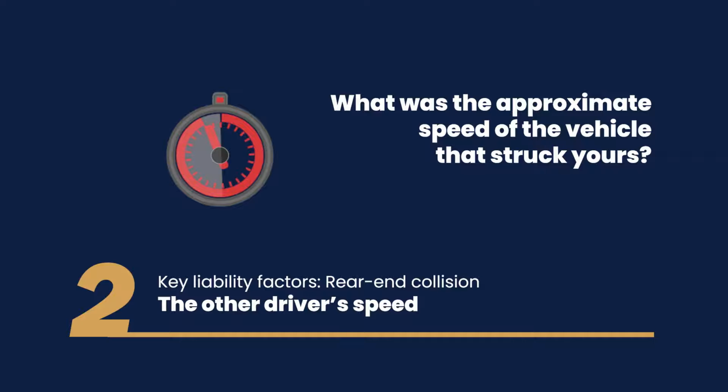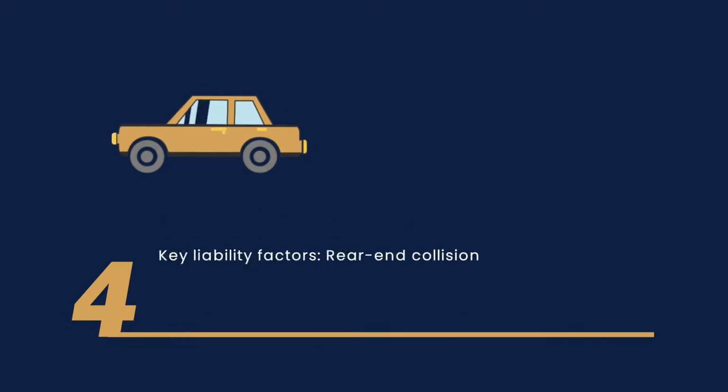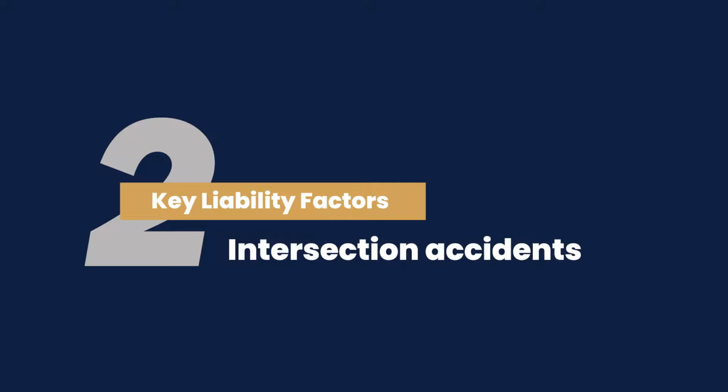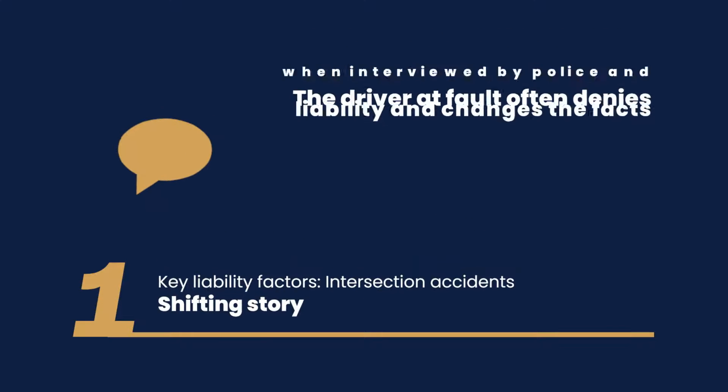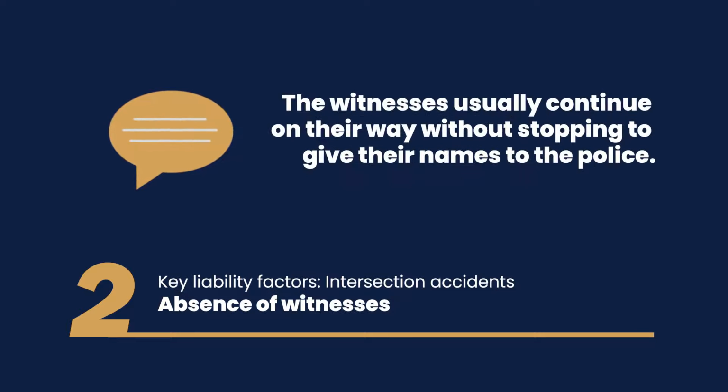An experienced injury lawyer will want to learn about the following specific facts when assessing the certainty of liability in your rear-end collision: vehicle position, the other driver's speed, the other driver's following distance, and your use of turn signals. Number 2, intersection accidents. For the following reasons, it can be difficult to prove liability in intersection collisions and failure to yield to incoming traffic that causes accidents.